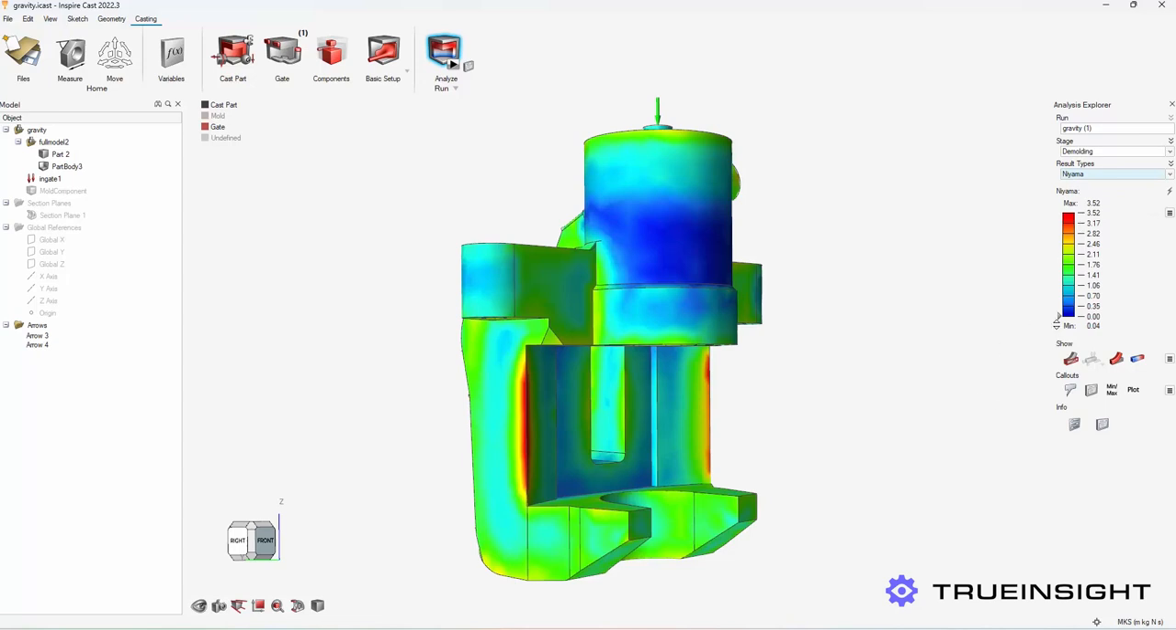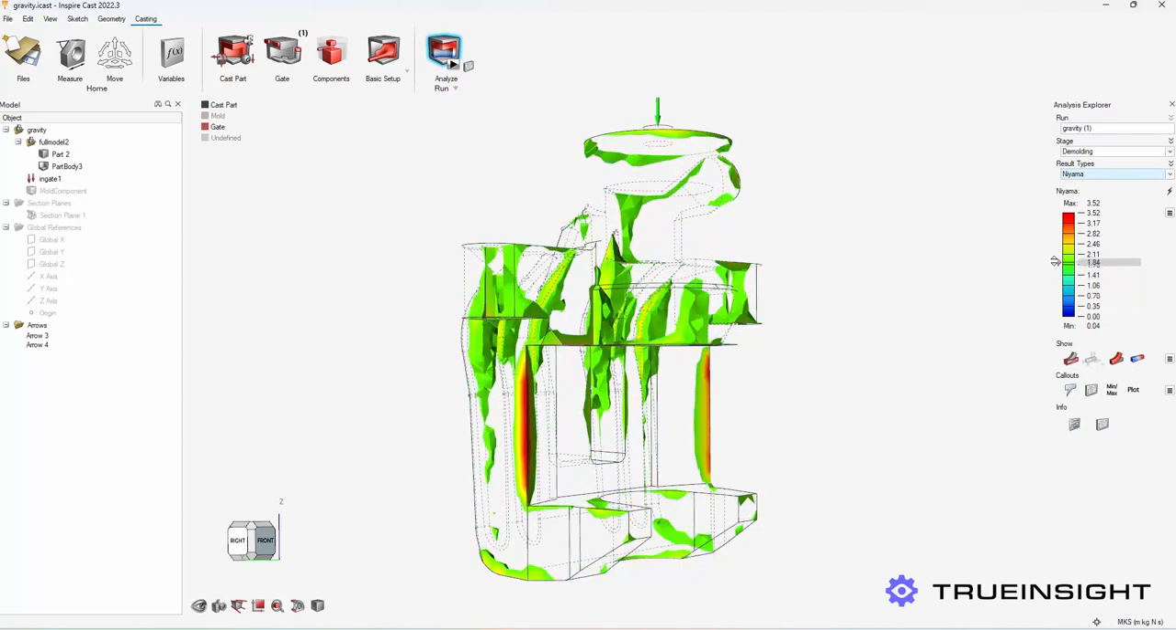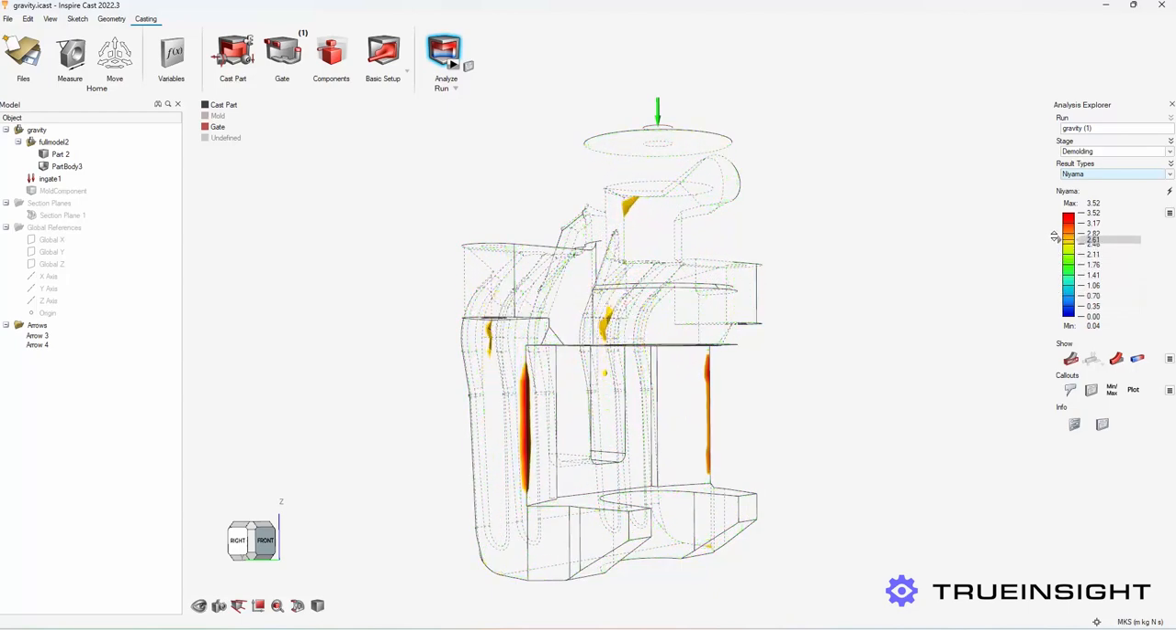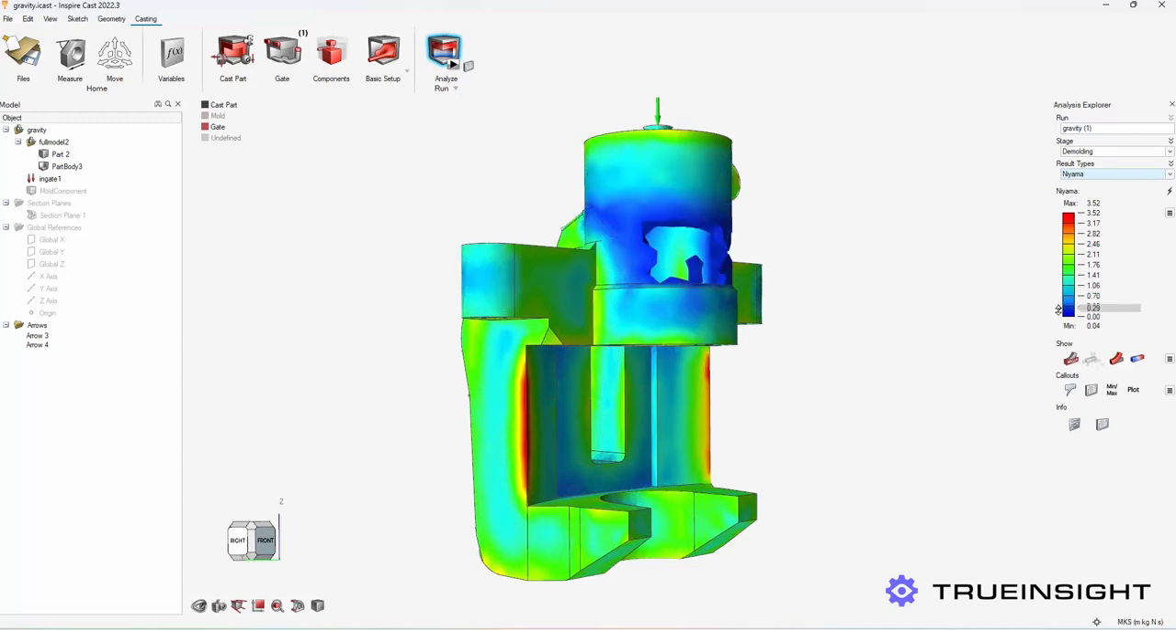Next, let's look at the Niyama criterion. And essentially, this is just a safety check for how well your materials are fused. So it helps understand the potential for shrinkage and microporosities. Now, when the Niyama value falls below a certain level, then micro shrinkage begins. The lower the value, the higher the probability of micro shrinkage porosity.